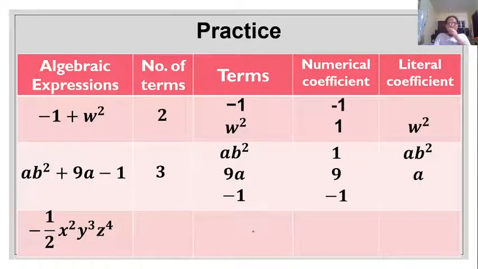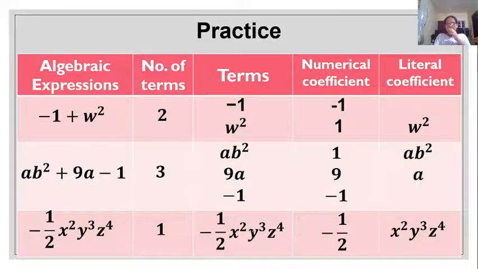How about if we're given negative 1 half x squared, y cubed, z to the fourth? There's only one term, and that term is the algebraic expression itself. And what's the numerical coefficient? It's negative 1 half. And the literal coefficient is x squared, y cubed, z to the fourth.